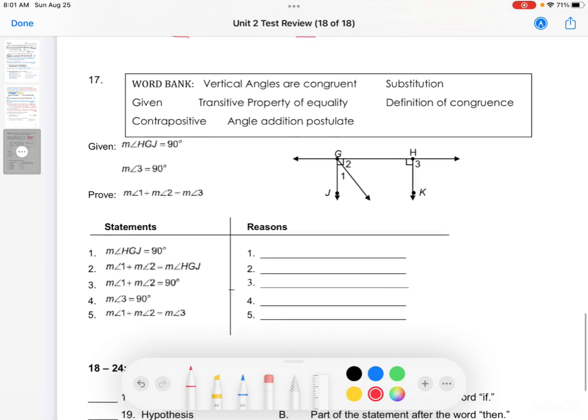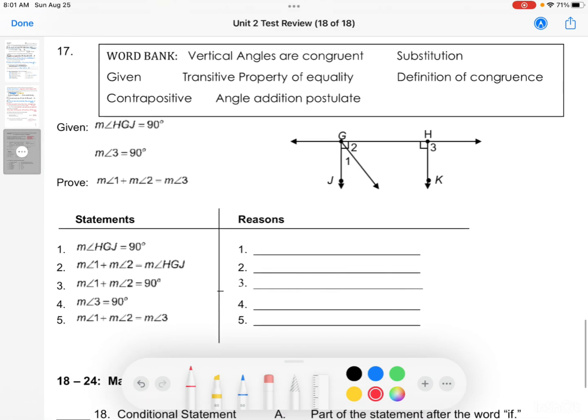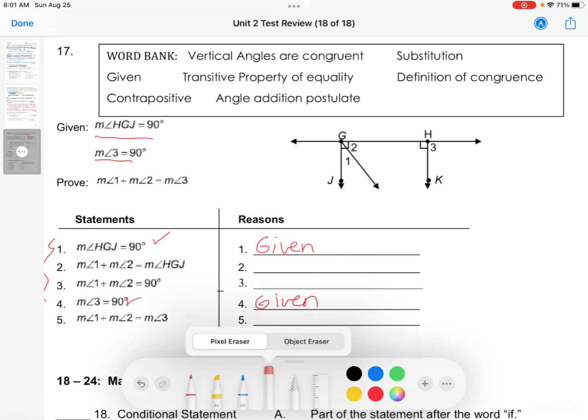Number 17. So we're going to do this proof just by filling in the blanks here. So these are my givens, and those are usually the first things that I fill out. So I go down here at the statements and look for what is given. So this is given, and that is given, and that's what I'm going to write here. And number 4 is also a given. So that takes care of a lot of our answers here on the right-hand side just by writing the givens in. I'm going to erase all my marks here. And again, I already wrote down what was given.